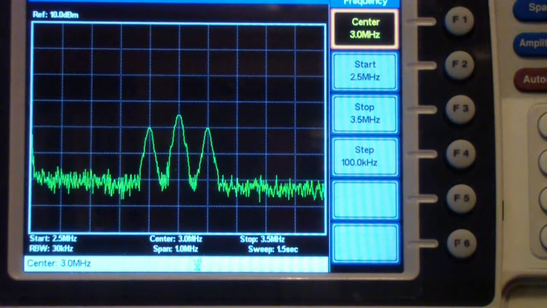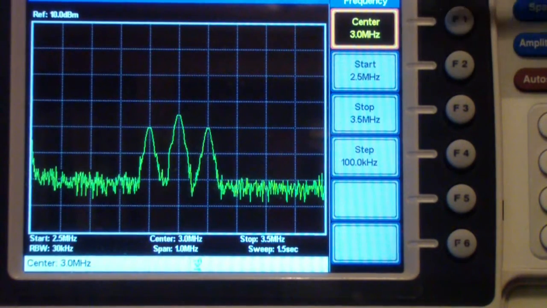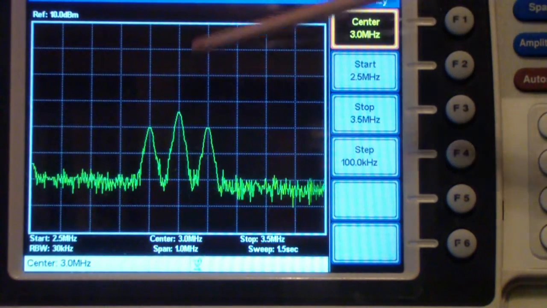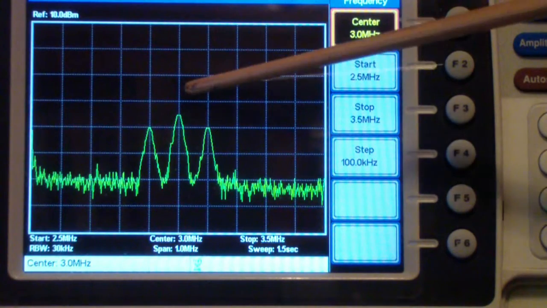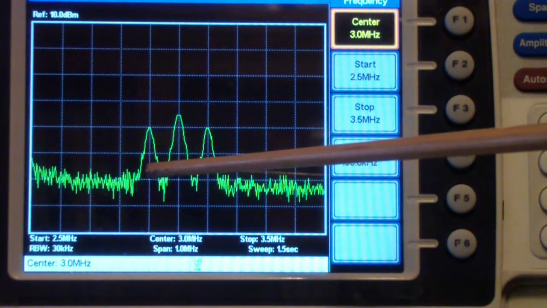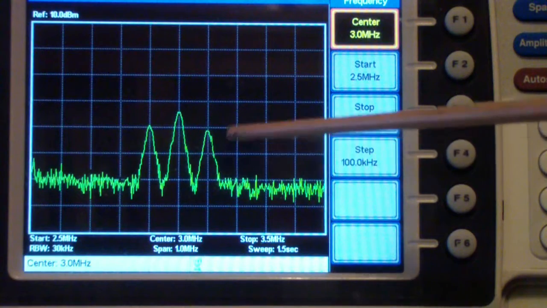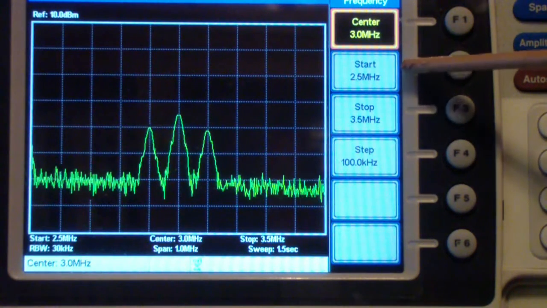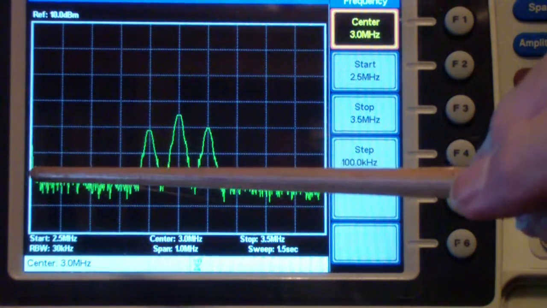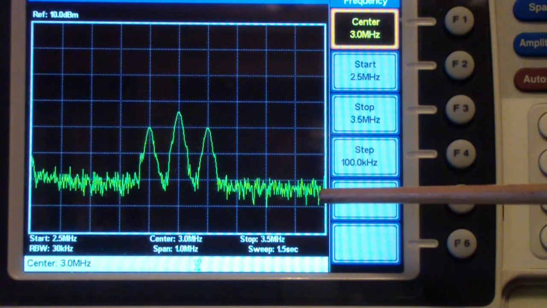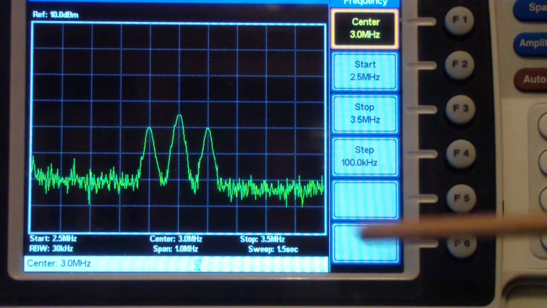Now we're back to the Instek analyzer, and you'll notice that the center frequency is 3 megahertz. That's here. We have the lower sideband and the upper sideband. The start frequency is 2.5 megahertz and the stop frequency is 3.5 megahertz.